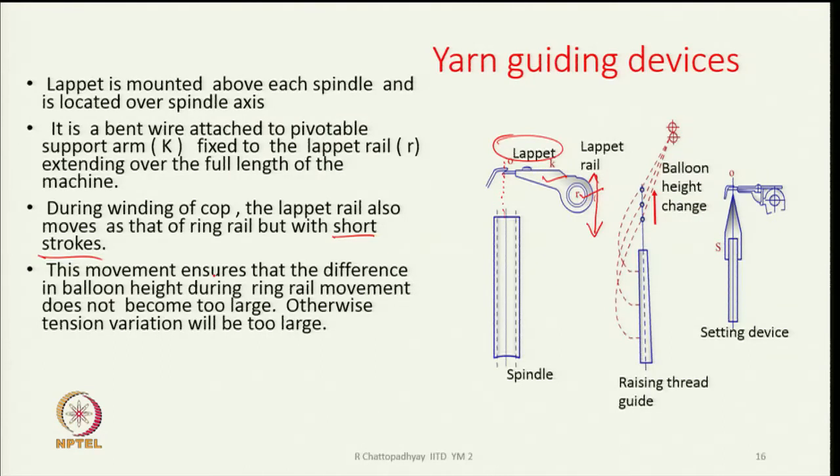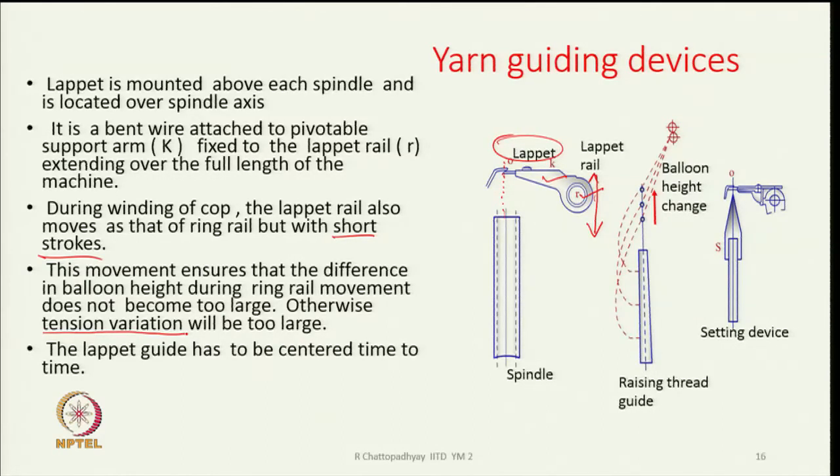We will see that the balloon size keeps on changing when you build the bobbin, and since the size of the balloon changes, too much variation will lead to too much tension variation, and that may cause problems in terms of end breakage, that the thread is going to break frequently. To avoid that, the lappet rail is made to also move up and down, but we will discuss it in more detail in some other lecture. The idea is to reduce tension variation, so we need to move the lappet guide up and down too.